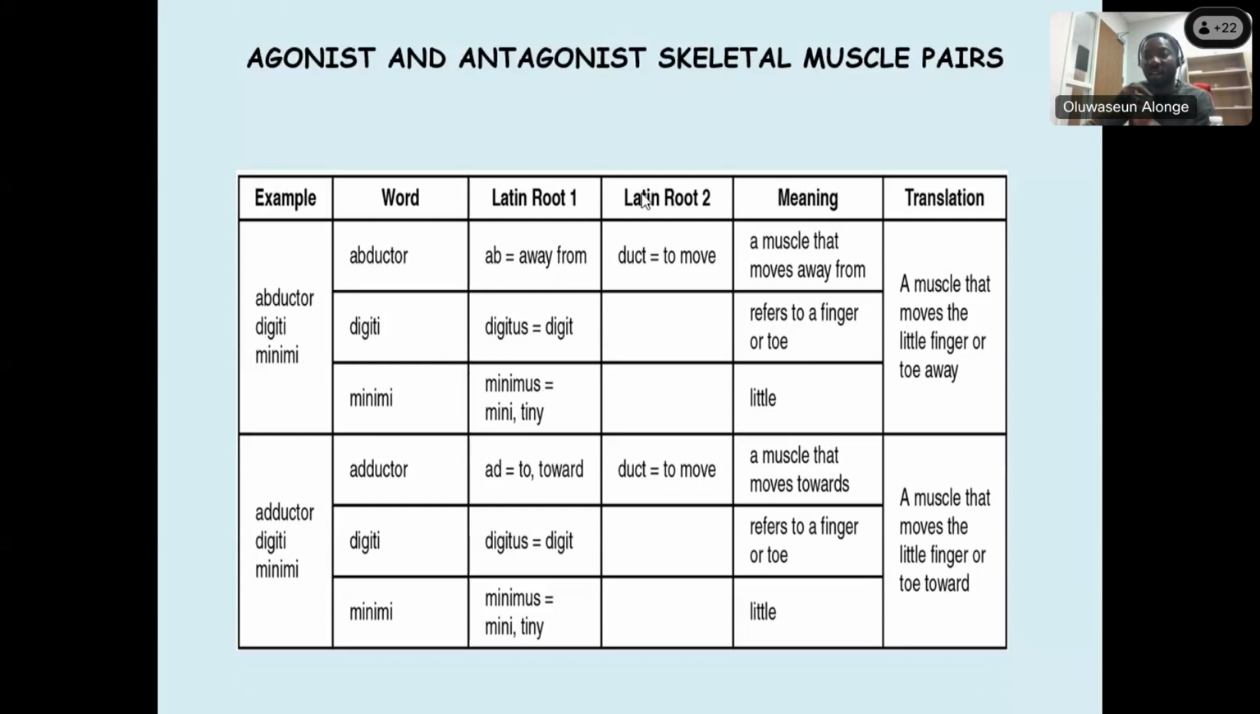So that's what you see. Looking at the name of a muscle, in the real sense, except that we stress sometimes, the name of a muscle tells us everything about that muscle most of the time. So you see, abductor digiti minimi simply means a muscle that moves the little finger or toe away. The away is from the word abductor. Digiti says they are moving the digits, the fingers. So abductor digiti minimi simply means a muscle that moves the little finger or toe away.